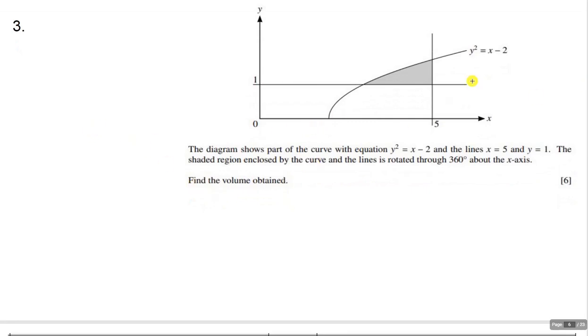Here, the diagram shows the part of a curve with the equation y squared equals x minus 2, and the lines x equals 5 and y equals 1. The shaded region enclosed by the curve and the lines is rotated around the x-axis. Now you've got to really be careful again because now this is a rotation around the x-axis. This is the other big thing that gets done, and it's a kind of cumulative problem. It's definitely one of the tougher things that you have to do. And so there's 2 basic things to keep in mind.